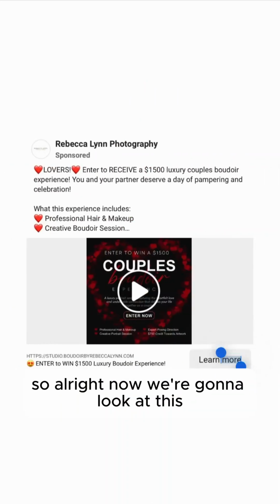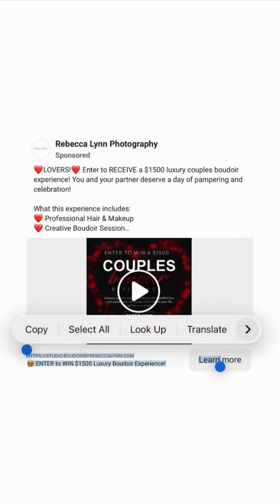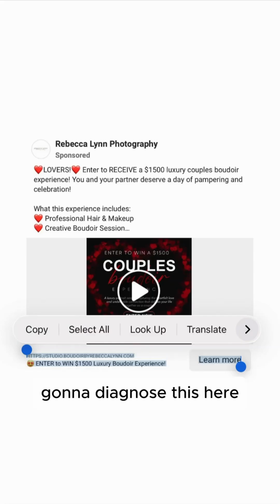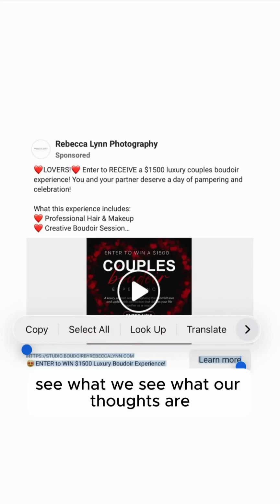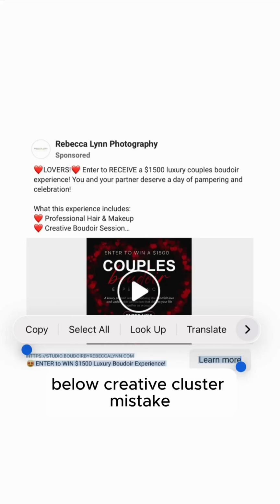So, all right, now we're going to look at this, going to diagnose this here, see what our thoughts are. So what I'm seeing right now is the below creative cluster mistake. Got it highlighted.